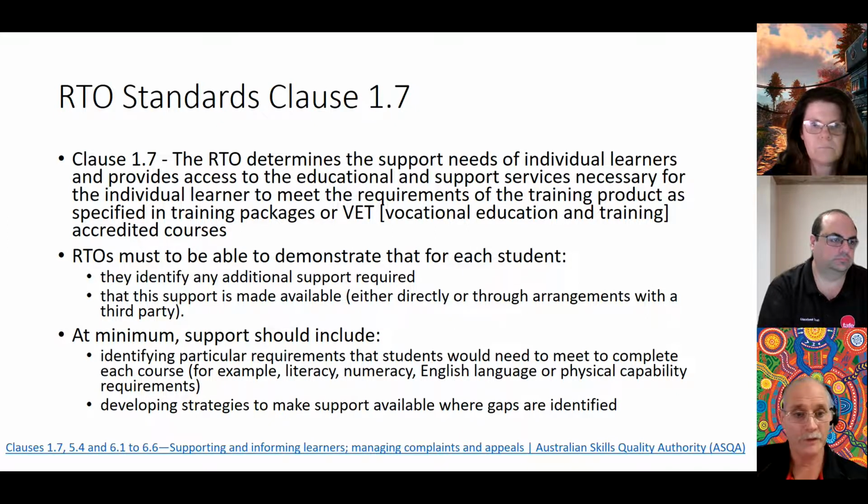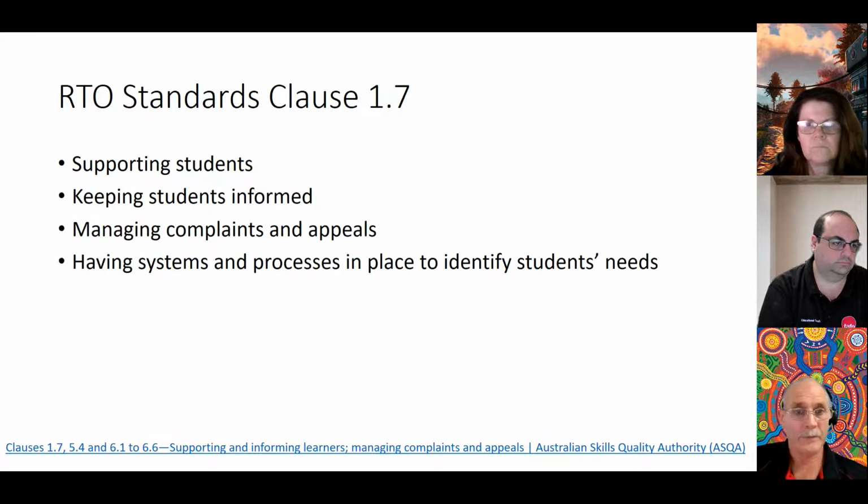At a minimum, support should include identifying particular requirements that students would need to complete each course. For example, literacy, numeracy, English language or physical capability requirements. And it should also include developing strategies to make support available where gaps are identified. So clause 1.7 in a nutshell is about supporting students, keeping students informed, managing complaints and appeals, and having systems and processes in place to identify students' needs.